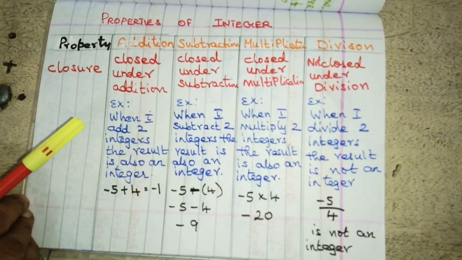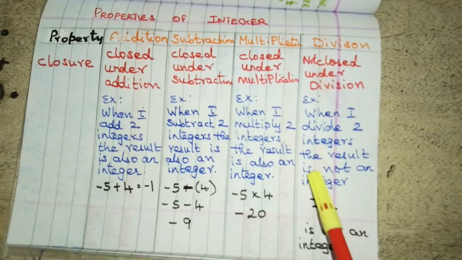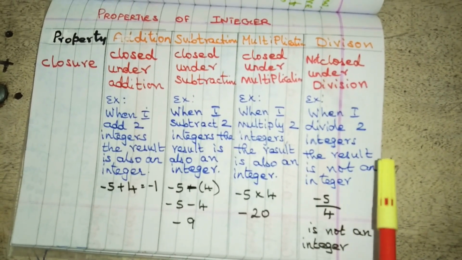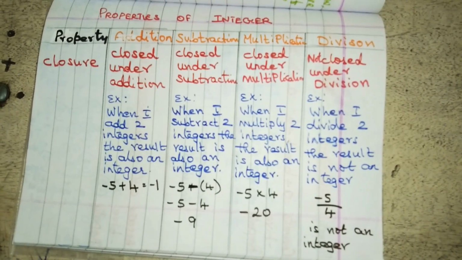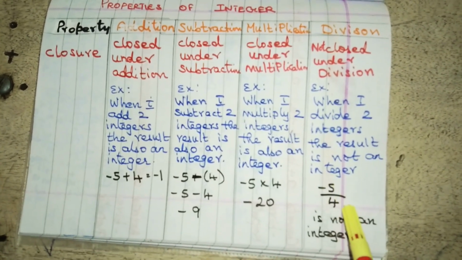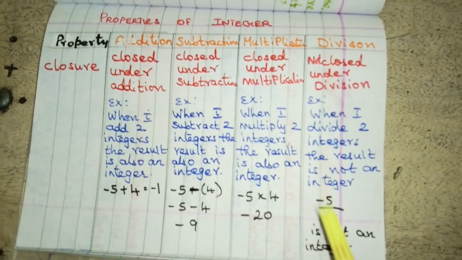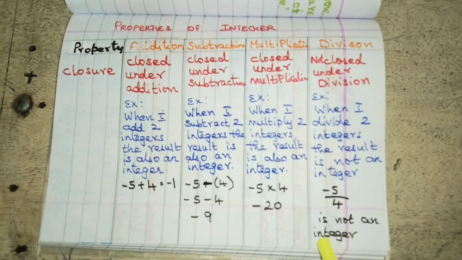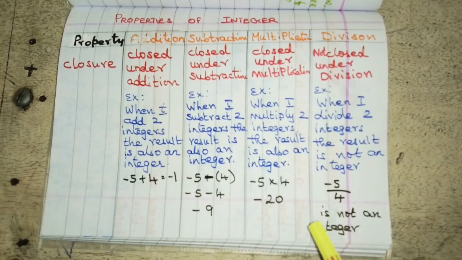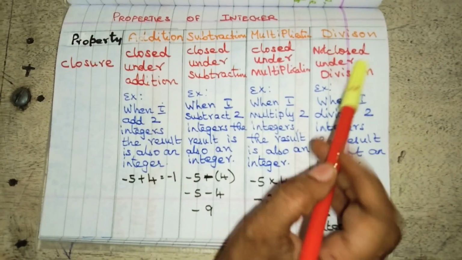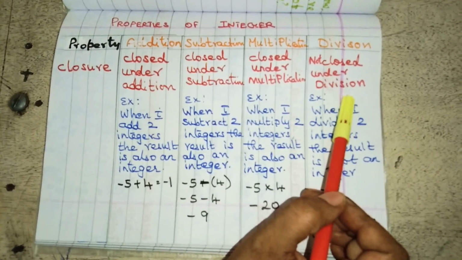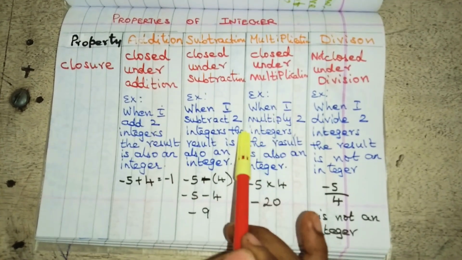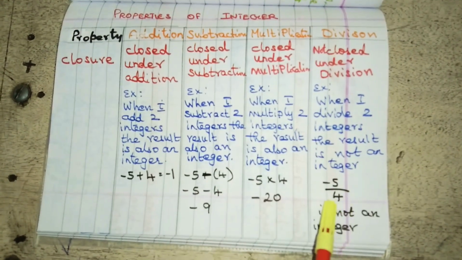Now going on to the division. When I divide two integers, the result is not always an integer. I should not get a fraction type number. I should get a whole number with either a positive or a negative sign. So minus 5 divided by 4, if you convert this into decimal, is not an integer. If I divide it, I am not going to get a whole number. I am going to get a decimal number. So it is not closed under division. So the first property is closure property. Addition, subtraction and multiplication hold good, but division does not satisfy.